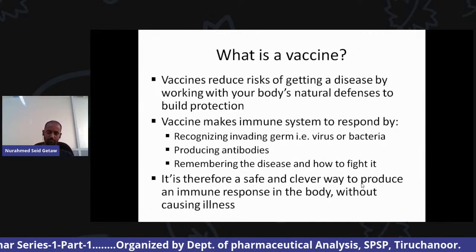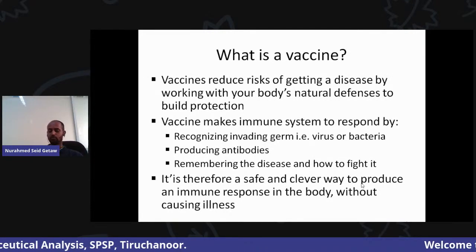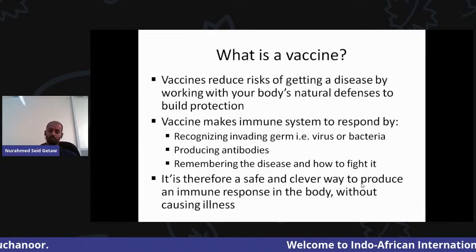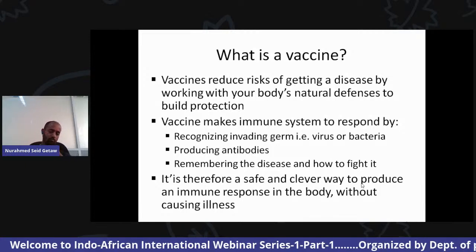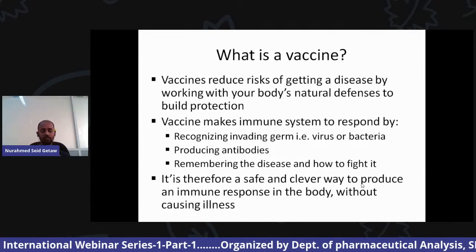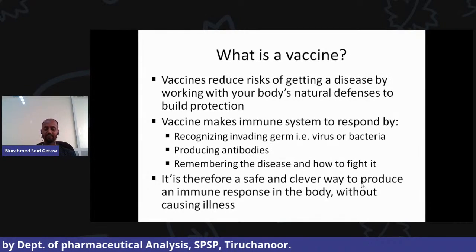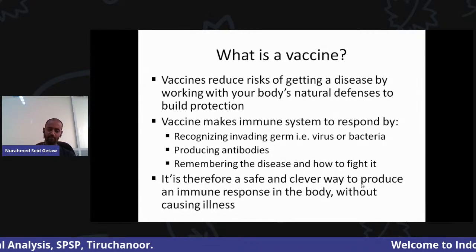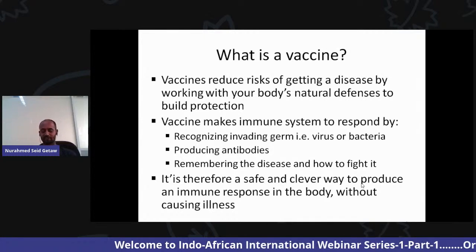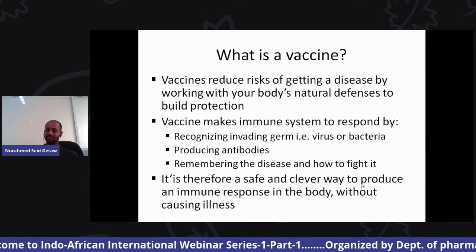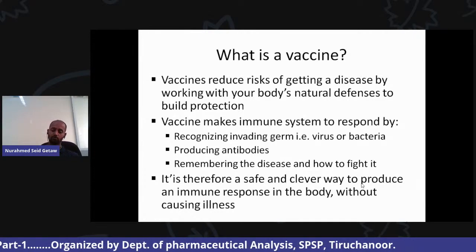So how are these vaccines doing this? It involves a series of things, like recognizing the invading germ as a first step. It may be a virus or bacteria or any related pathogen. They will recognize that germ, and they will also make our body produce antibodies, which are proteins prepared by the body as a mechanism of defending itself from the pathogens. And our body is designed to remember these things. After these things happen, it will keep remembering the disease for a certain period of time, depending on the type of the vaccine.